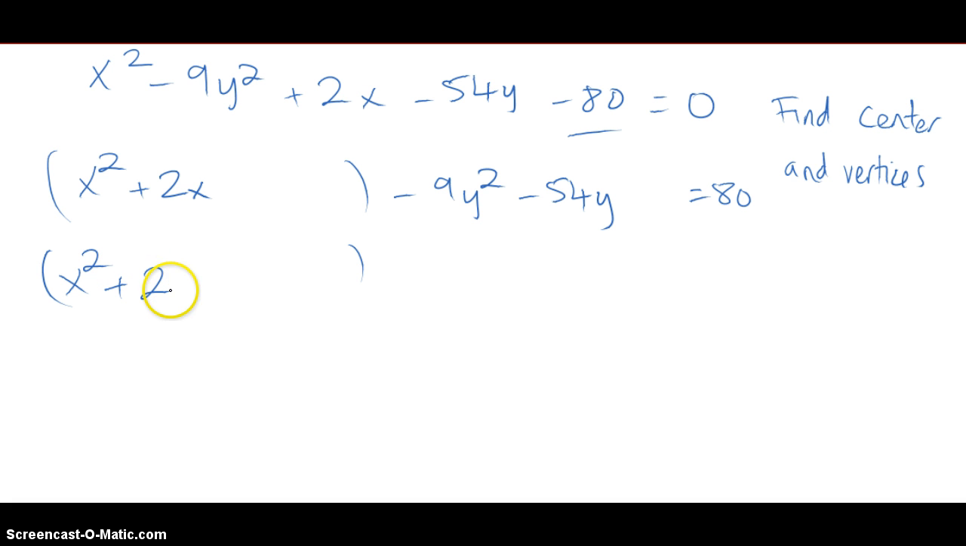And the way we complete the square is we take this number here by the x, we half it and square it, so that's plus 1. And then over with this 80, we just unbalance the equation, so we've got to add 1 to it.